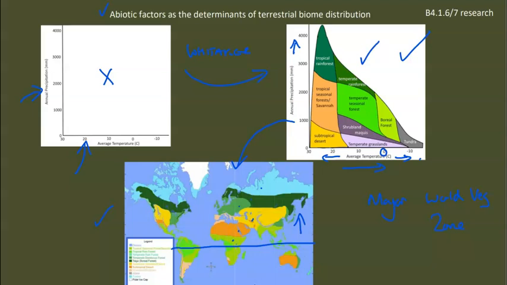So we're looking at the distribution of the major world vegetation zones. If we think of that as ecologists, as our producers doing photosynthesis and generating net primary productivity in the form of biomass, then as we move from the equator north, we expect to see a change in the average temperatures and a change in precipitation, dependent upon your continental position.